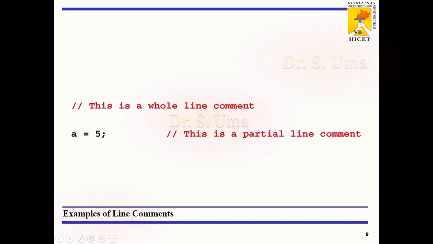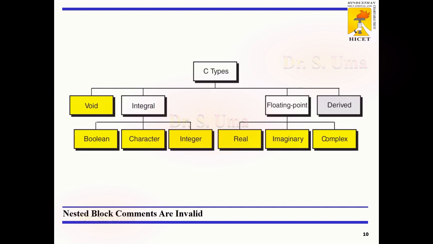So here this is another example. This is a whole line comment, meaning to say that this statement is exclusively meant for mentioning a comment line. The next one, a equal to 5, refers to a partial comment line, because in addition to the program statement, we also have a comment statement on the right hand side of the program statement.